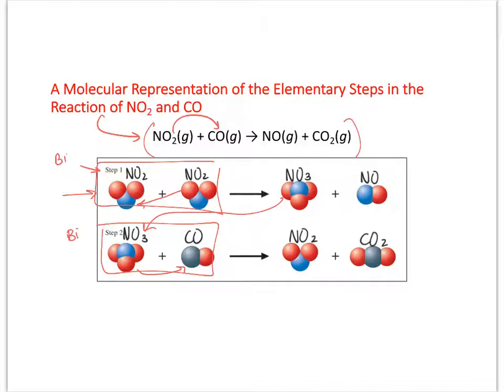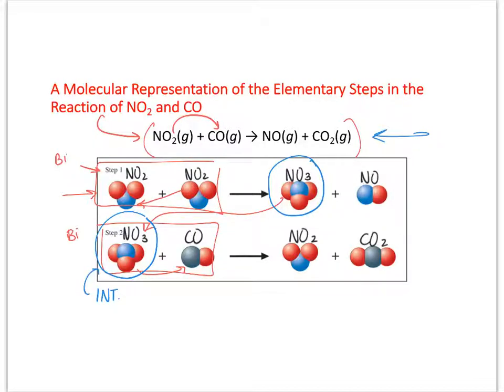Something else you could see here is this NO3. NO3 was made in step one, used in step two, and does not appear at all in this overall reaction. So we would say that NO3 is an intermediate, which we'll go over more practice with later.